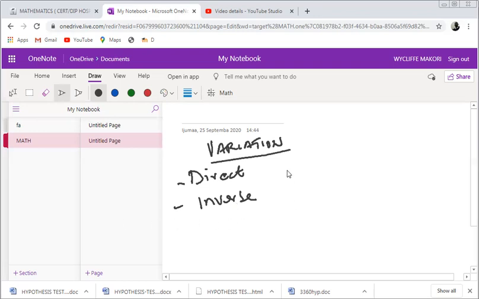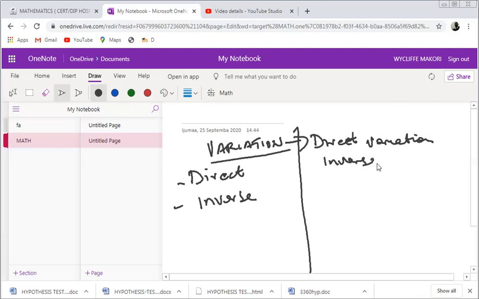So the same case here, we are going to bring that into variation, whereby we are going to have direct variation and inverse variation. Direct variation will occur where an increase in one results in an increase in the other, and a decrease in one results in a decrease in the other. When we talk about inverse variation, it simply means that if we increase one quantity, the other one decreases.